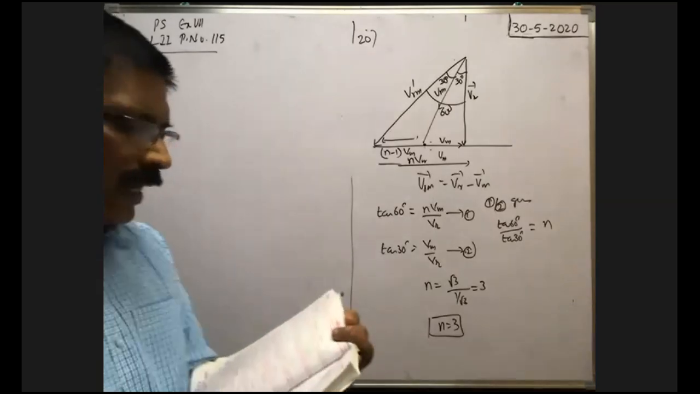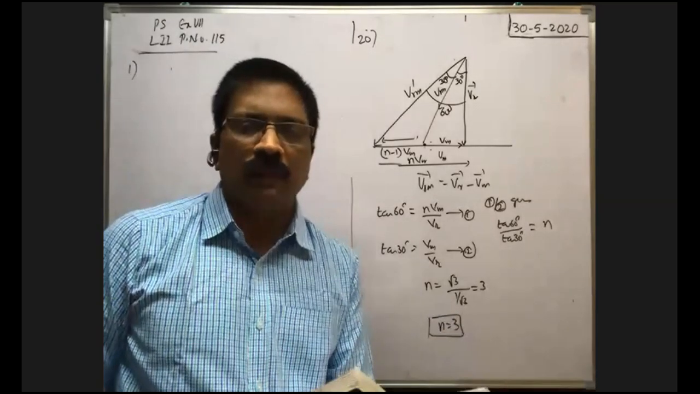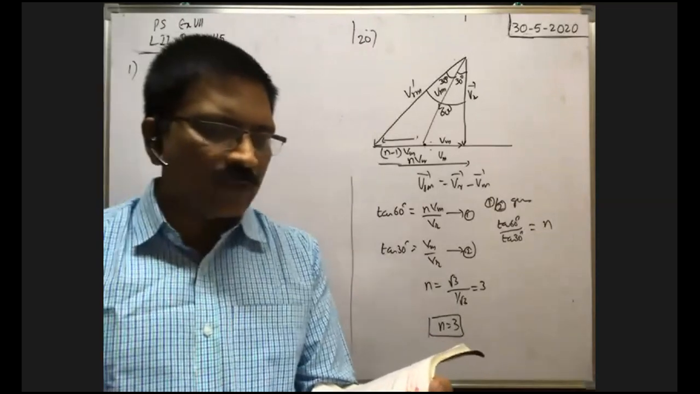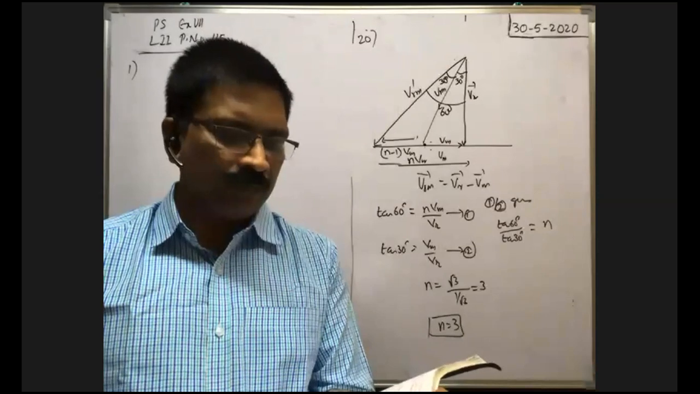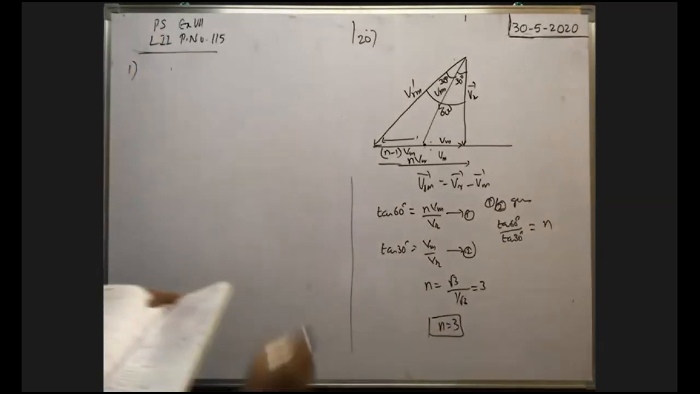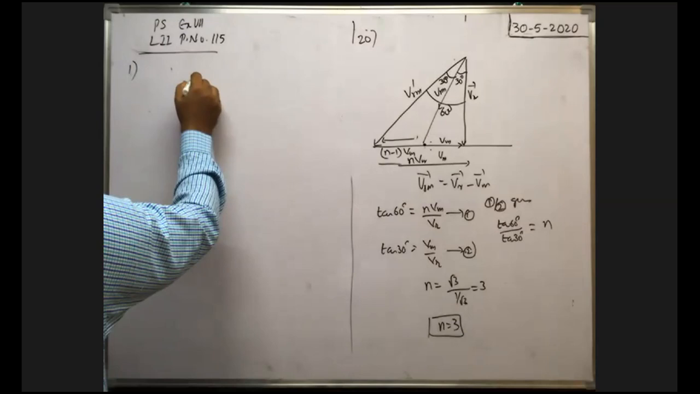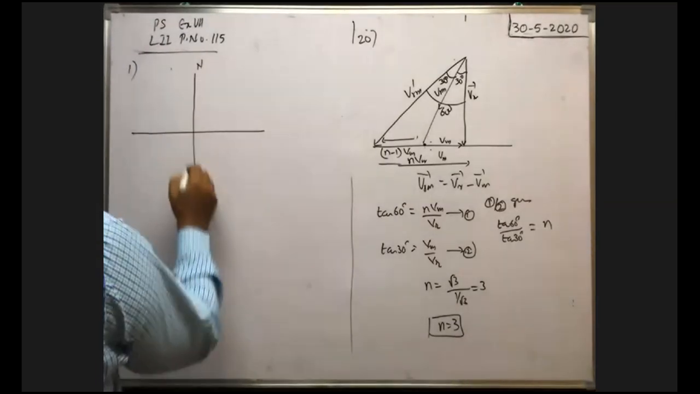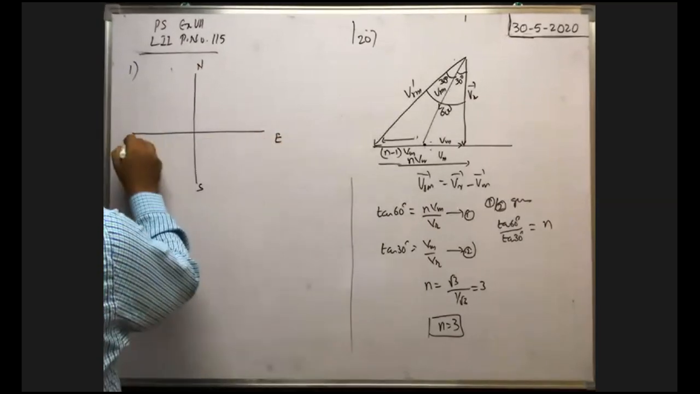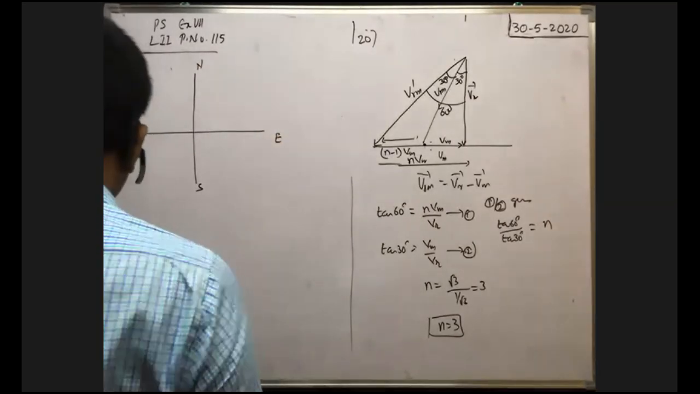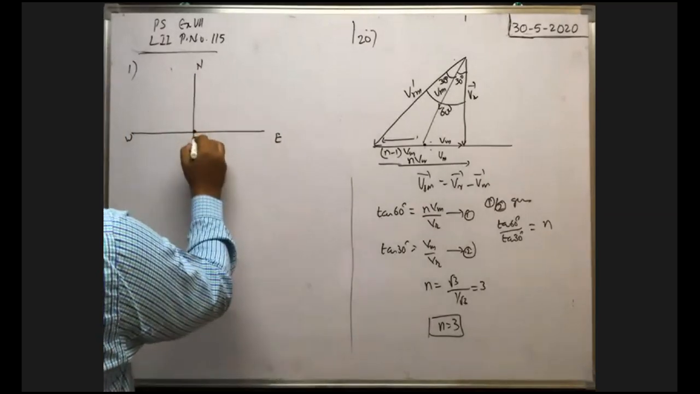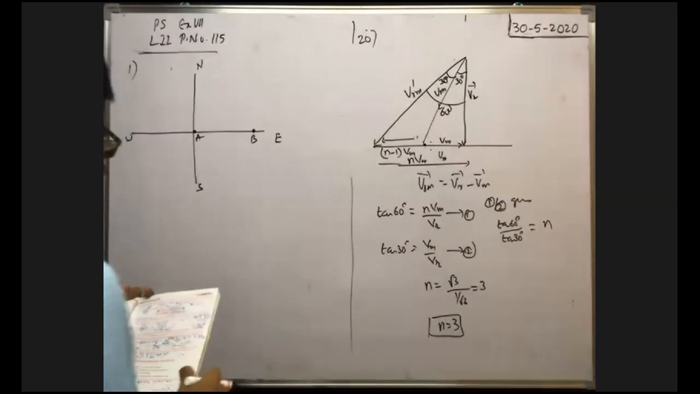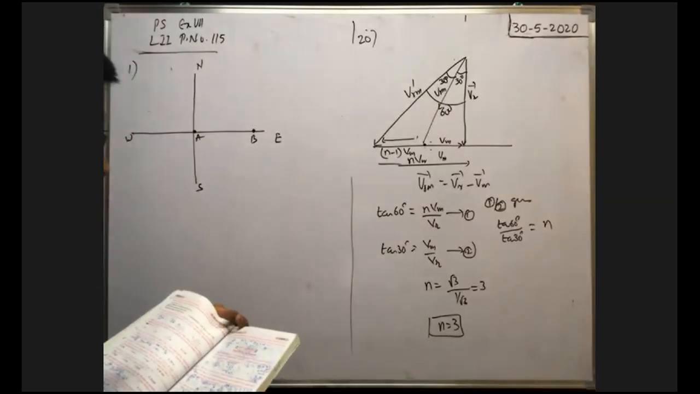A pilot flies due east from A to B. Due east, that means geographic directions are mentioned. That's why first you draw the geographic directions: north, south, east, west. A pilot flies due east from A to B.